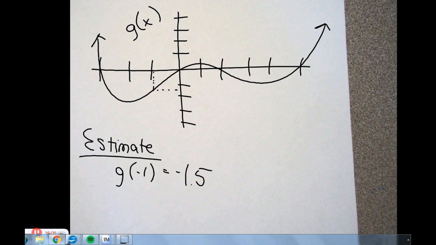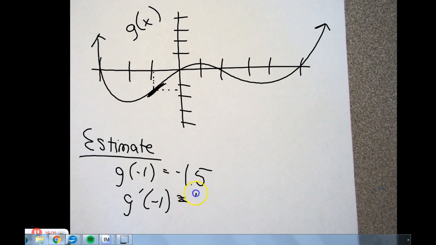Now let's say I said estimate g prime of -1. There's a pretty big margin for error on these estimates, but you have to know what you're looking for. So g prime of -1: I go to x equals -1 on the graph, draw that surfboard, and then estimate the slope of that surfboard. To me, this is going pretty close to up 1 over 1. Agree? So I'm going to say the slope is 1.